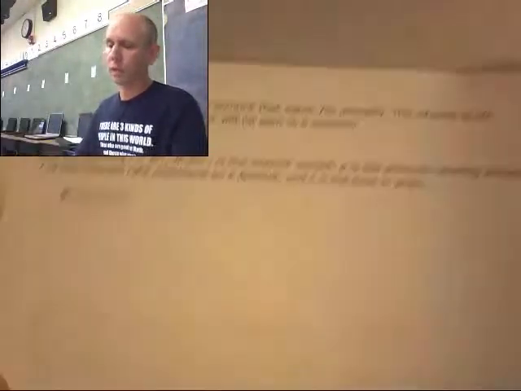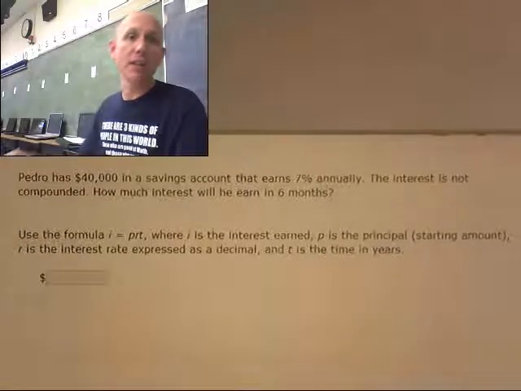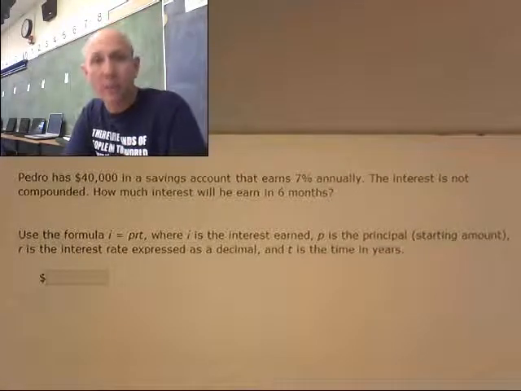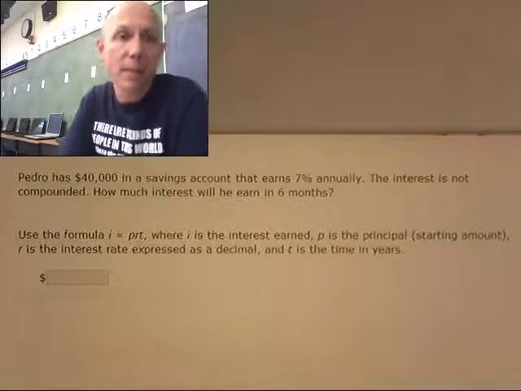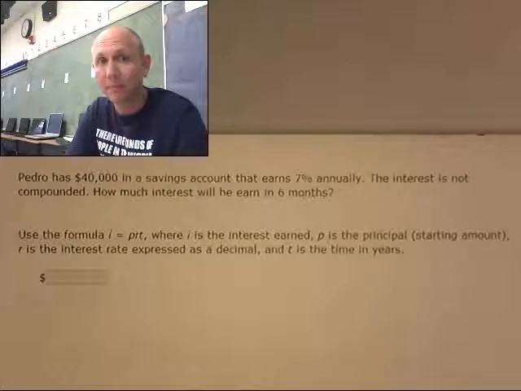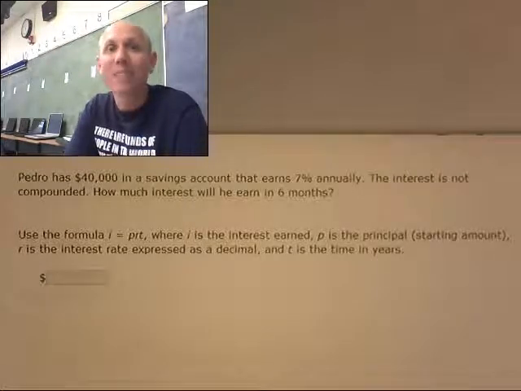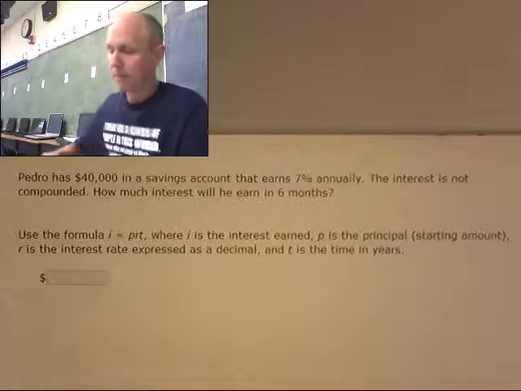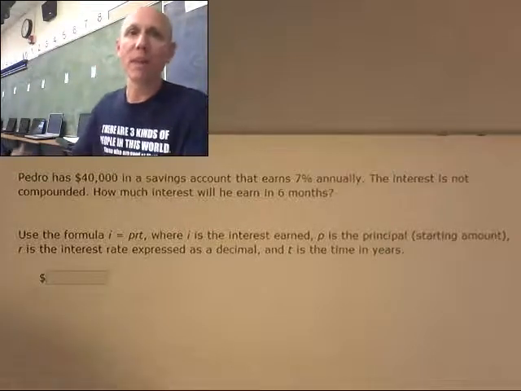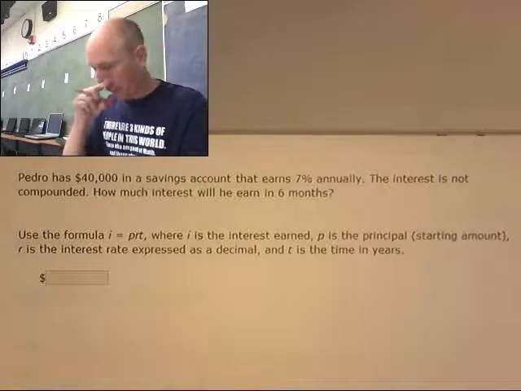And our final one. Pedro has $40,000 in a savings account that earns 7% annually. The interest is not compounded. How much interest will he earn in 6 months? What's weird about this one? 6 months. My equation doesn't handle months. My equation handles years.